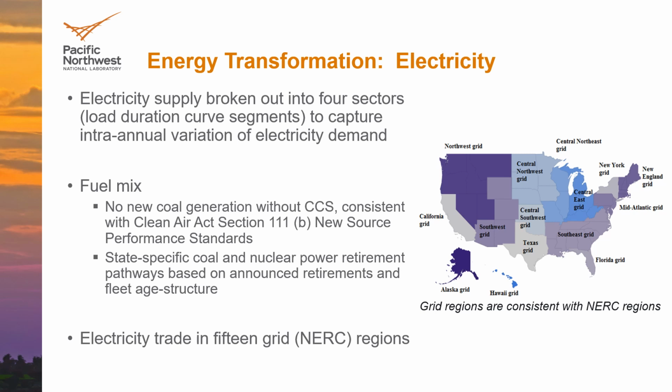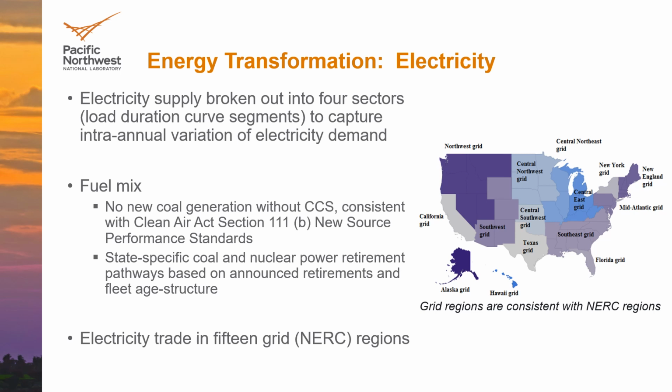Other updates to the GCAM-USA electricity sector focus on making the future fuel mix more consistent with current laws and expectations. For example, new coal power plants without carbon capture and storage, or CCS, are not allowed in the GCAM-USA reference scenario, consistent with Clean Air Act Section 111B New Source Performance Standards. GCAM-USA also includes state-specific retirement pathways for existing coal and nuclear power plants based on announced retirements and the age structure of those plants in each state.